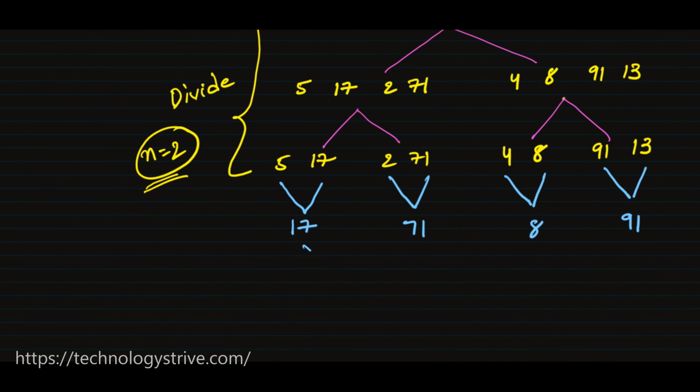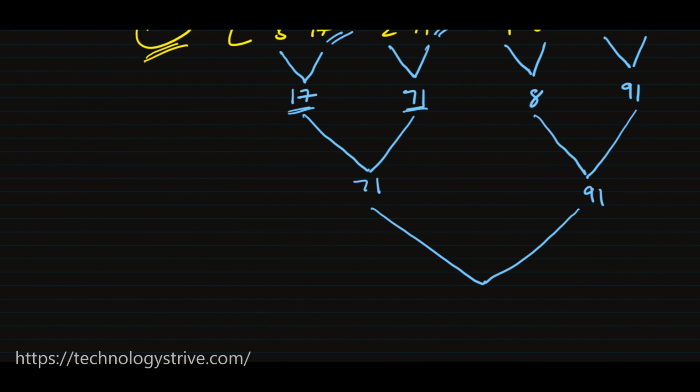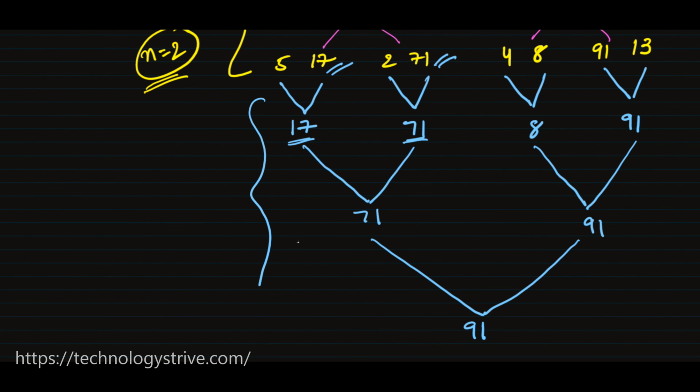Then again we can combine the solution of this problem and this problem, right? So the solution is 17, this is 71. So combining, it is going to be 71, and combining, this is going to be 91. Then again we are going to combine the solutions 71 and 91, which gives 91. From here to here is the combine step.